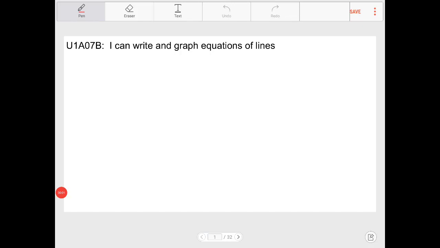Hello students, this is lesson U1A07b. Hopefully after the end of this lesson you should be able to say, I can write and graph the equation of lines on a coordinate grid. Alright, so let's take a look.